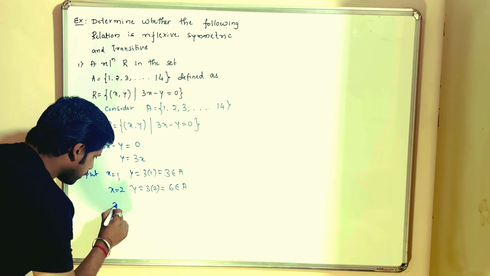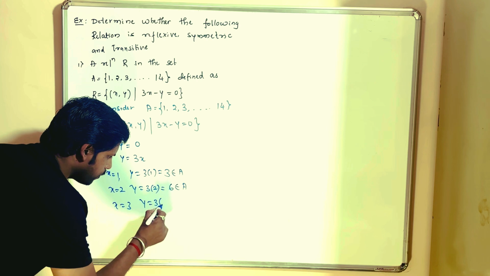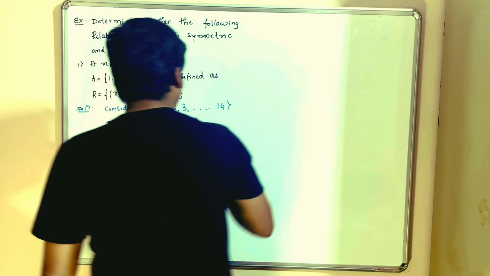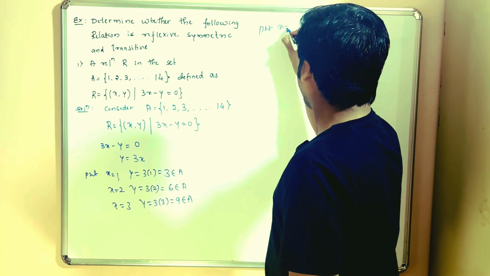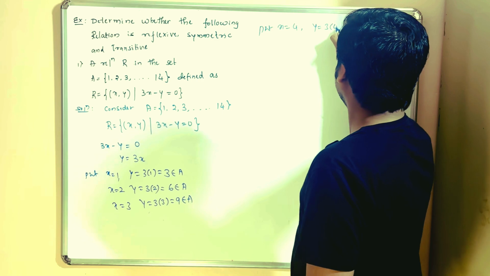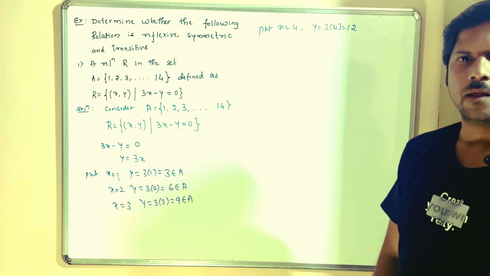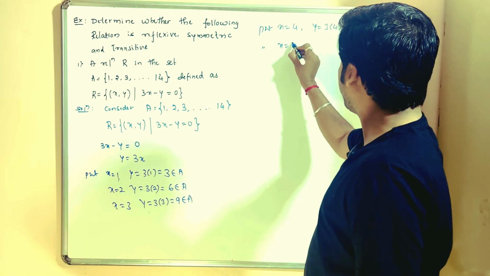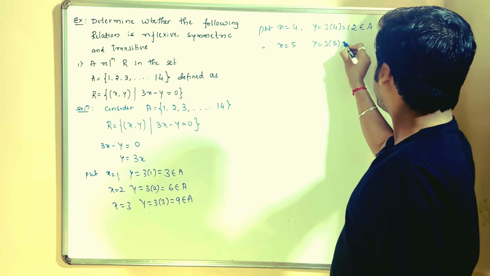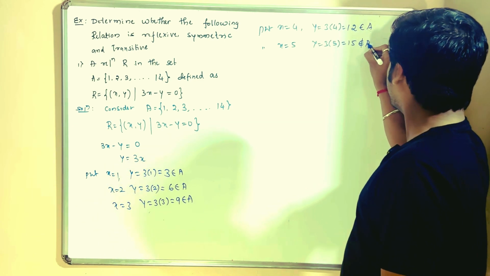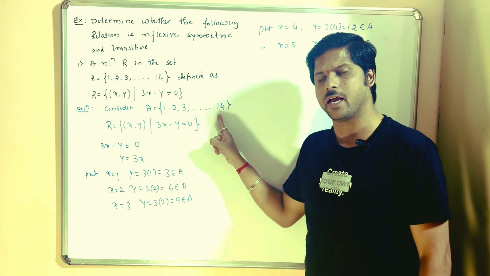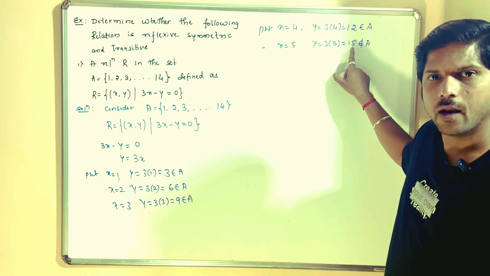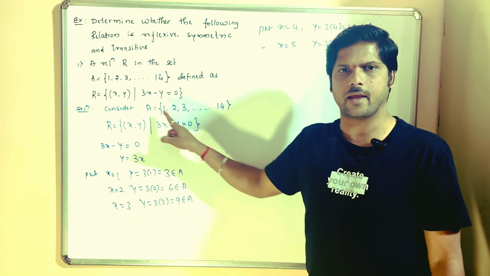Similarly put x equal to 3. Then y is equal to 9, that is 3 threes are 9. 9 also belongs to the set A. Put x equal to 4. We get y equal to 3 fours are 12. Right? It also belongs to the given set. Put x equal to 5. Then y is equal to 3 fives are 15. That does not belong to A, because in the set A we have only up to 14. But here we have the element 15, so it does not belong to set A.